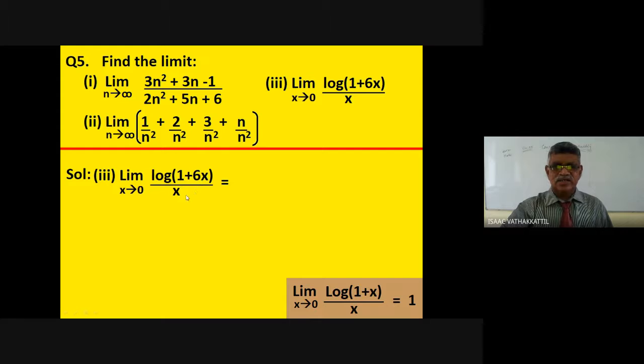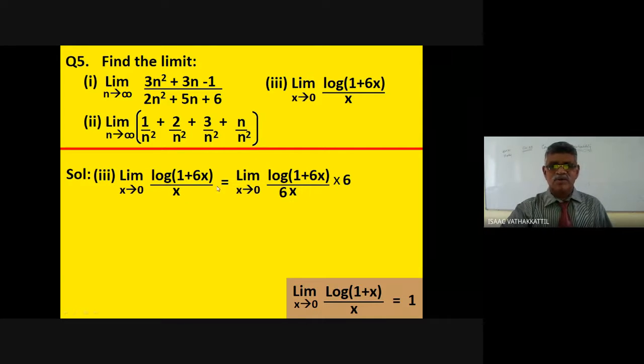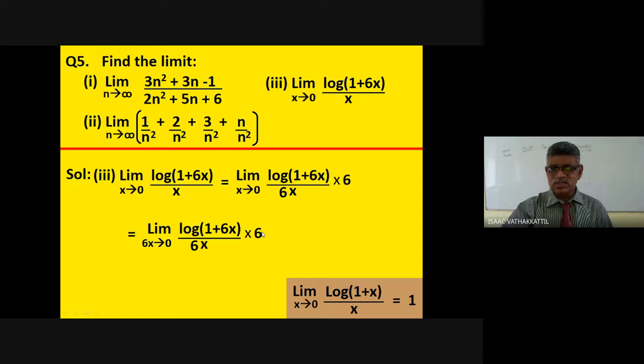6 is there. You can multiply and divide with 6. So this 6 will come out. So 6 into limit 6x tends to 0, that is obvious. When x tends to 0, 6x tends to 0, log 1 plus 6x upon 6x, that is 6 into 1. Is it not? This you can avoid also. It is only for clarity I have written. 6 into 1, that is equal to 6. Apply the limit x tends to 0, log 1 plus 6x upon x equal to 1.